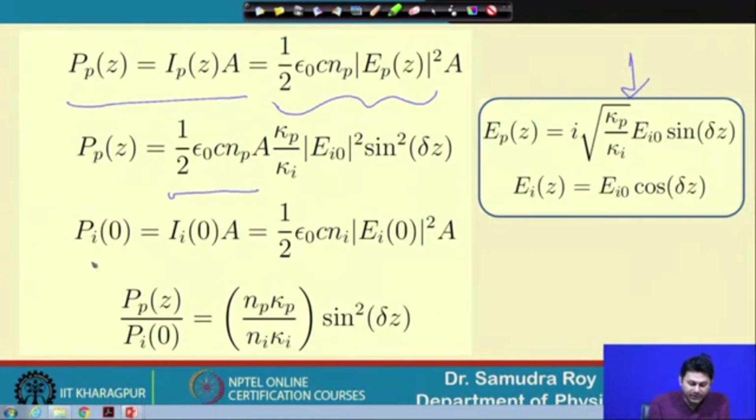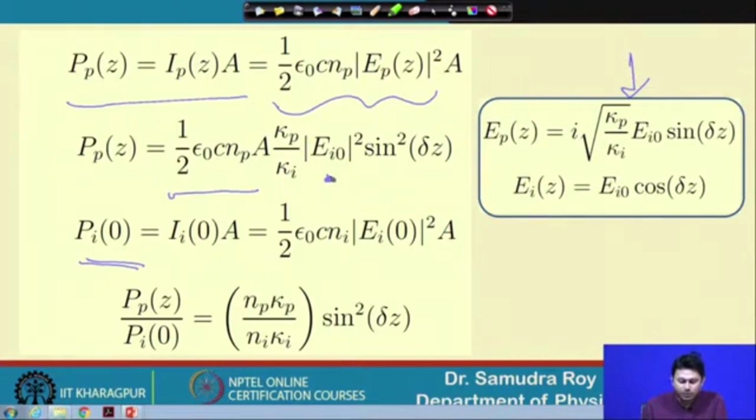In a similar way, I can also find PI, that means the power of the idler at z equal to 0. I am just taking the value at z equal to 0, because I know that this is the value at z equal to 0. So, just replacing these things from this equation, I want to find the ratio of the pump power at any point z to the idler power at z equal to 0. What is the ratio between these two?